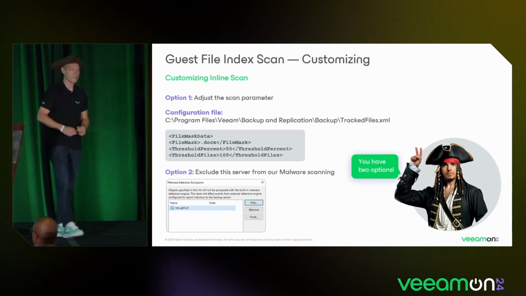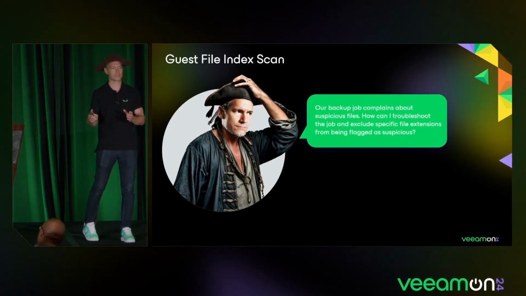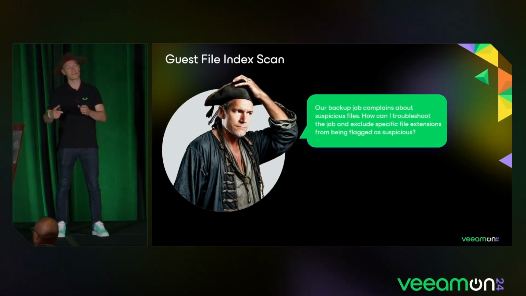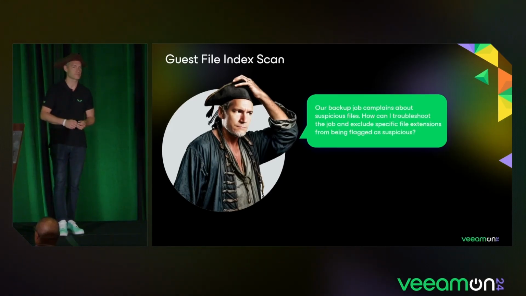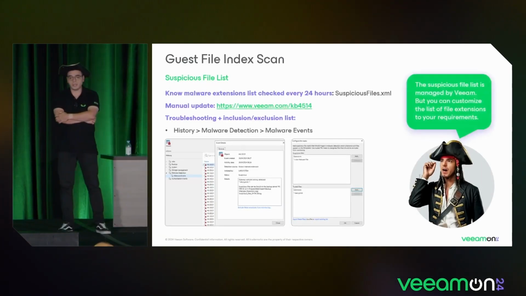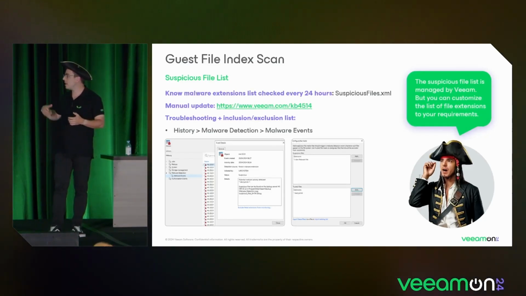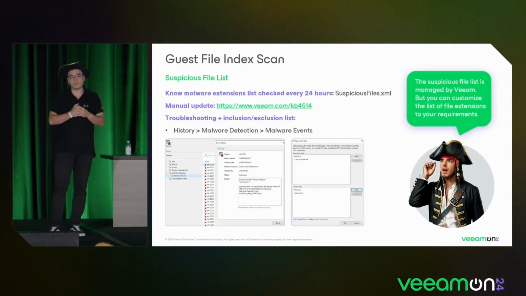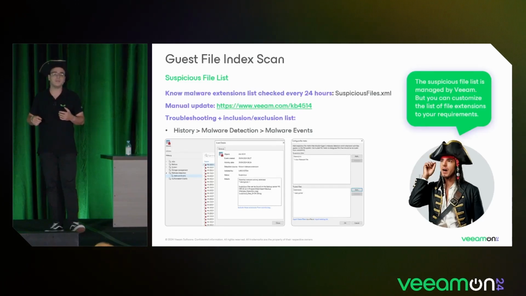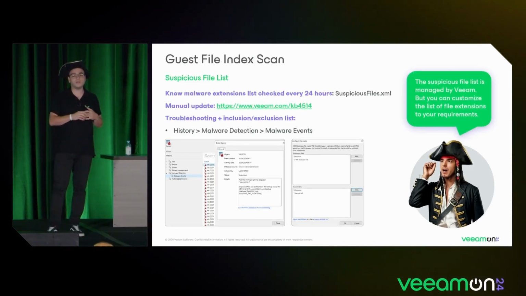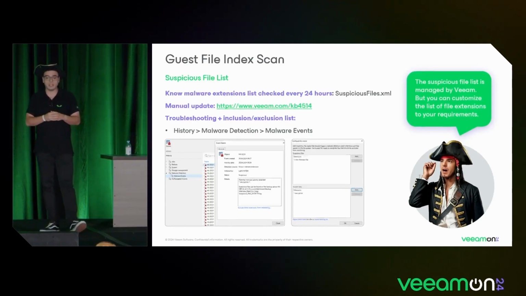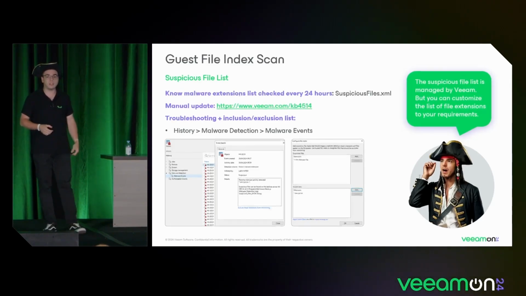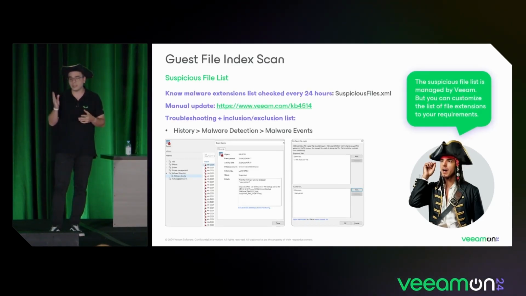Another challenge we noticed is that there are fancy applications out there using fancy file name extensions, and our software thinks, okay, this is maybe a threat for the infrastructure, and again, a false positive is reported. Let me first tell you how we know about those known file extensions. We have on our Veeam servers a suspicious files XML file. This file will be downloaded by your backup server every 24 hours if there is a new file. This file is maintained by us, so if we are made aware or we see that malware is using new file extensions to encrypt your files, then we will update that file.